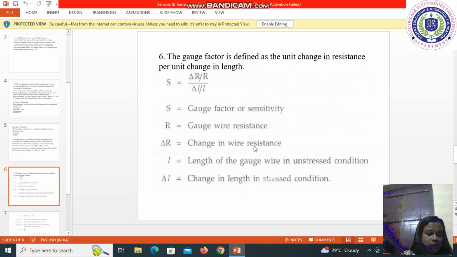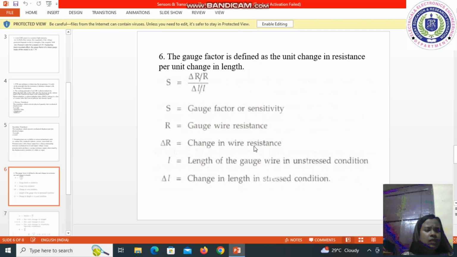Now gauge factor S is equal to (del R by R) divided by (del L by L). This is the basic expression, where S is the gauge factor or sensitivity, R is the gauge wire resistance, del R is the change in wire resistance, L is the length of the gauge wire, and del L is the change in length in stressed condition.